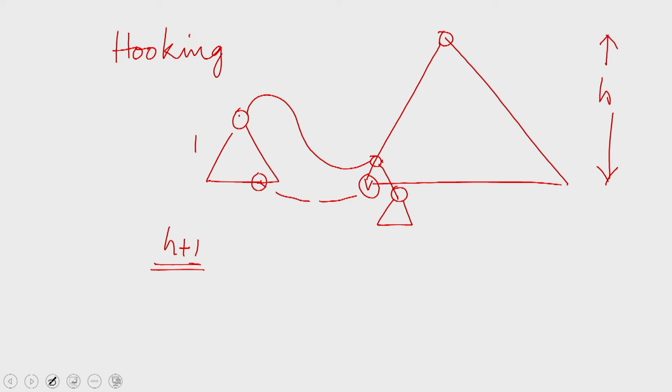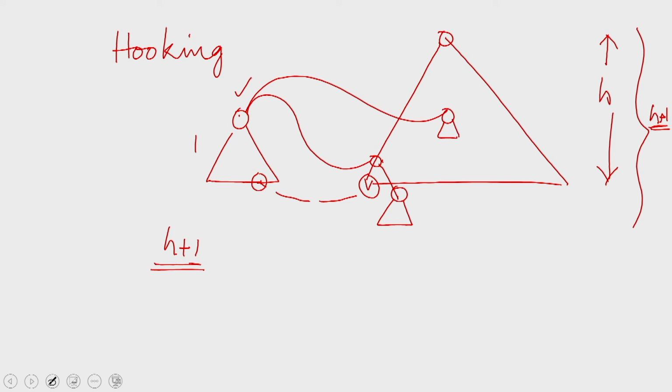Therefore, the total height of the new tree is going to be h plus 1. Now, this tree has vanished. It has become a part of the bigger tree which has a height of h plus 1. Therefore, hooking preserves the total height in this case. But in case the tree is hooking to some other node further inside this bigger tree, then the height of the bigger tree will not increase because of this hooking.